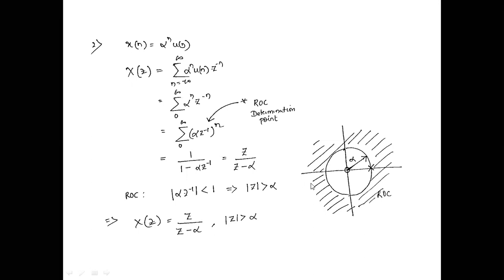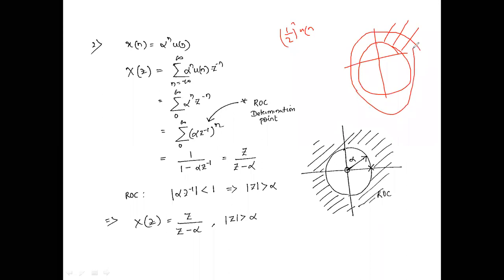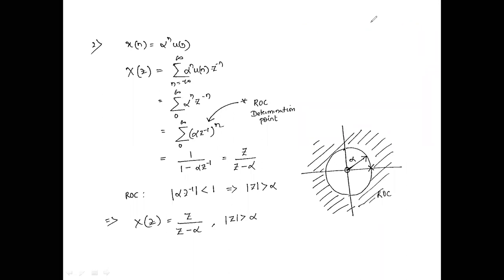Now let me take two cases. Say half to the power n into u of n. This is having my ROC outside 1 by 2, and it does contain the unit circle. Anyway, the time is running out.